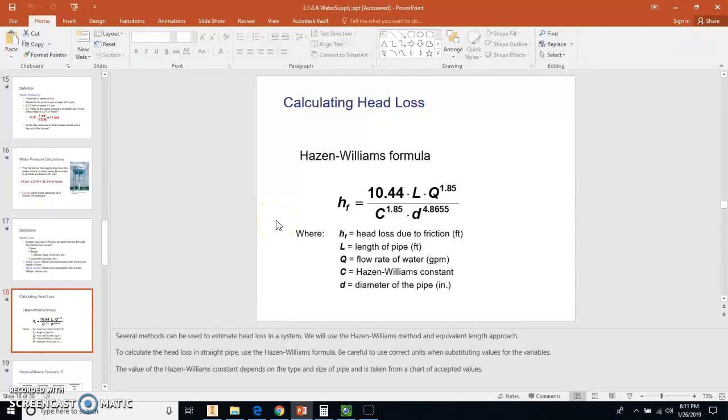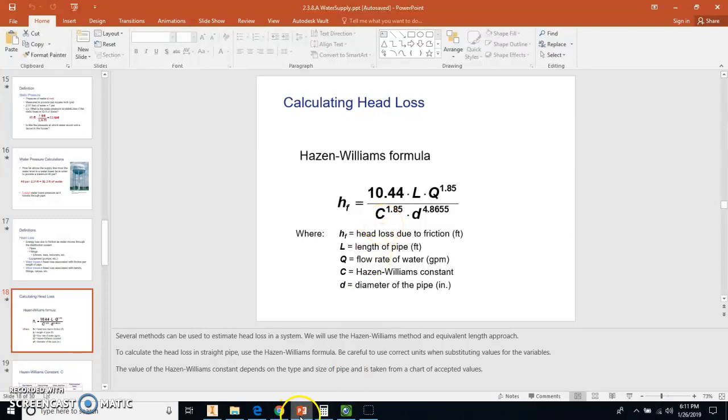Basically, it is 10.44 times L, and L is the length of your pipe in feet, times Q, which is the flow rate of water in gallons per minute. And this will be something that'll be given to you by your instructor. That's going to be divided by C, which is a Hazen-Williams constant.